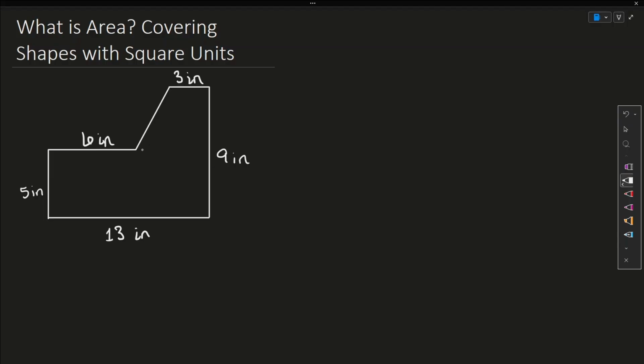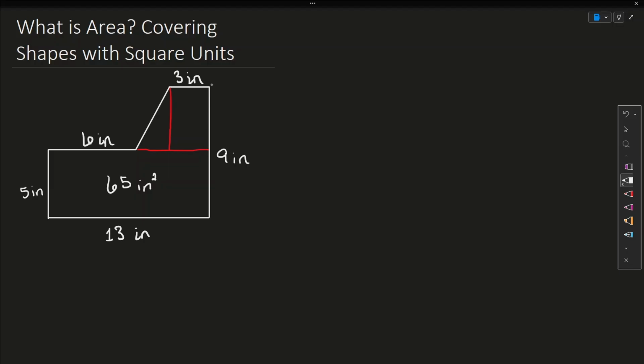If a shape is complicated, we can often decompose it into shapes we already know how to manage. For this one, I could add in a line right here to create a rectangle at the bottom, and then another line here. So now I have two rectangles and a triangle. This rectangle at the bottom would be 5 inches by 13 inches. So its total area would be 65 square inches. 5 times 13.